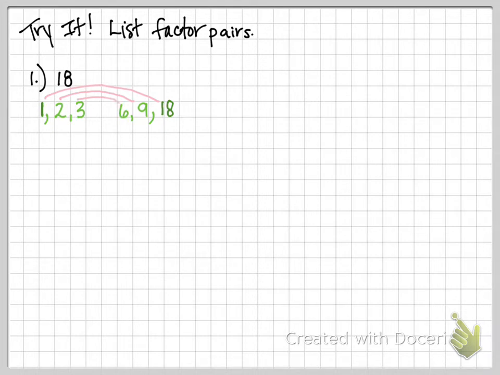Because it just matches up the factor pairs, and you just go in order, smallest to largest, until you run into a repeat. So 1 works, 2 works, 3 works. Does 4 go into 18? No. Does 5 go into 18? No. Does 6 go into 18? Yes. Yes, we already have it, meaning we're done. So these are all the factor pairs of 18. And that's using the rainbow method.